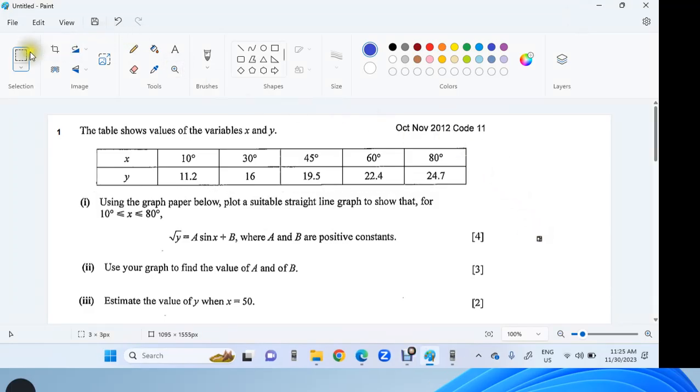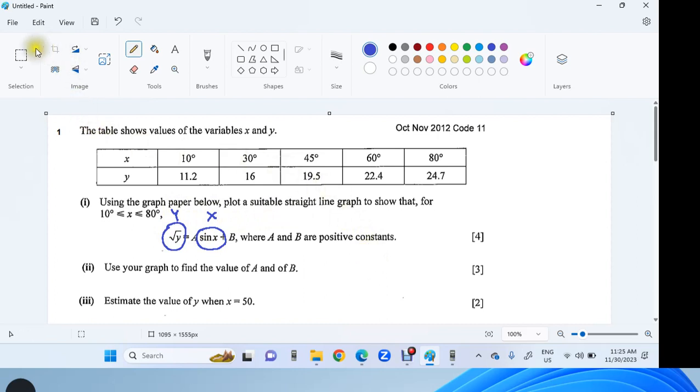Okay, we look at this question. It is linear law. We need to draw a graph for this one. The question says that using the graph paper below, plot a suitable straight line graph for x from 10 until 80 degrees, for square root y equals a sine x plus b. So we can know that the capital Y is square root y and the capital X is sine x.